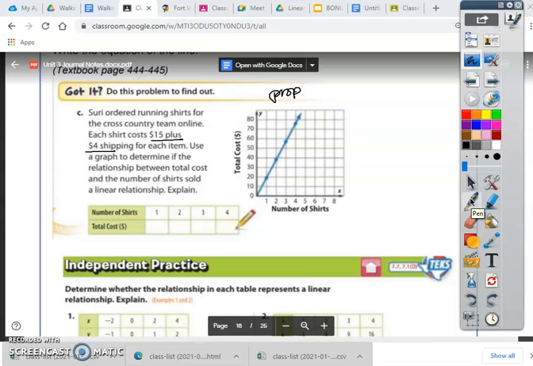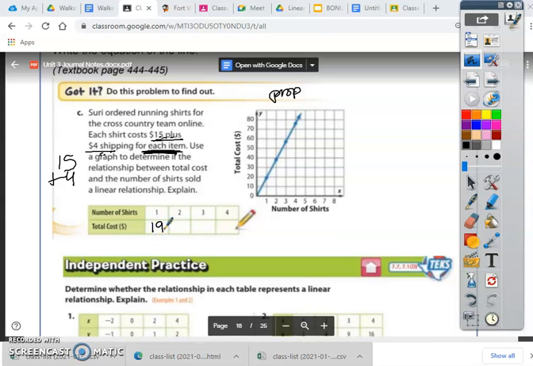So I'm going to check, but to me, we'll just have to check. So based on this, what I'm seeing, this looks proportional to me. I'm just going to tell you. So each shirt costs $15 plus $4 shipping, okay, for each item. So this time it's saying $4 for each item, guys. That means we have to pay that amount for each one, okay? So one shirt is $15 plus I have to pay $4 for each item. The way I am reading that, okay, which is not, we don't always do that, sometimes we do.